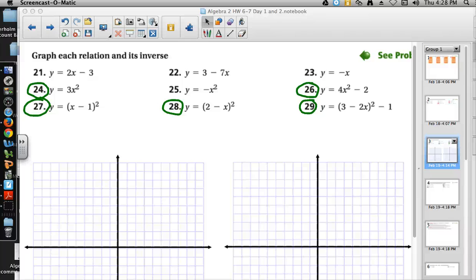These are the frequently asked questions for Algebra 2 for Section 6, 7, Day 2.